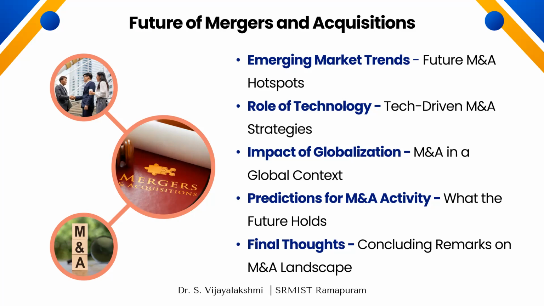Role of technology. Technology will undoubtedly play a crucial role in shaping M&A strategies. We'll discuss how advancements in areas like artificial intelligence, big data, and blockchain are influencing how companies approach M&A, from targeting and due diligence to integration and value realization. Impact of globalization. M&A in the global context is evolving with increasing cross-border transactions. We will delve into how globalization is influencing M&A, including the challenges and opportunities it presents, particularly in navigating different regulatory environments and cultural landscapes.